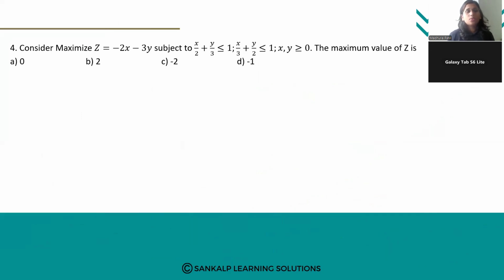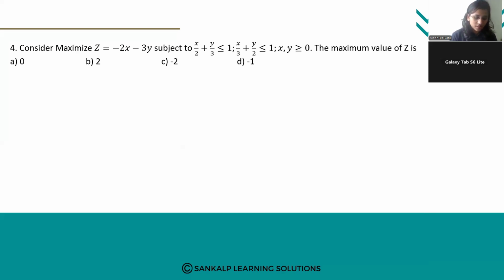Hello everyone. Today we have a KCET question on a linear programming problem. Let us see. Consider the maximize problem of z equals minus 2x minus 3y, subject to the following constraints. We have to find the maximum value of z.